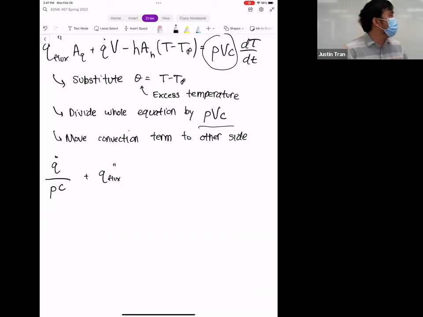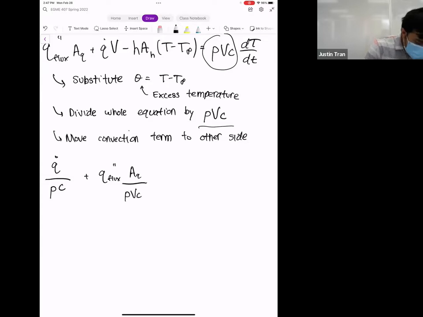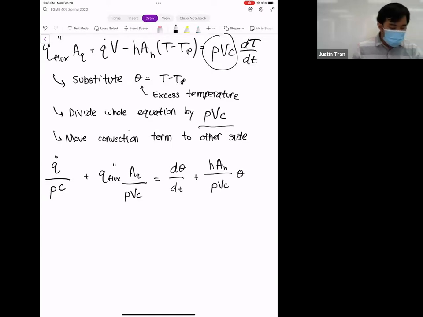Next, we have our prescribed heat flux, and then we're going to have that multiplied by A sub Q divided by rho VC. So that's everything on that side of the equation. Next, we have our derivative term. Since we divide it out by its coefficient, we just have a d theta dt. And then we have the convection term. So we have H times A sub H divided by rho VC, and then we multiply that by theta, our excess temperature.